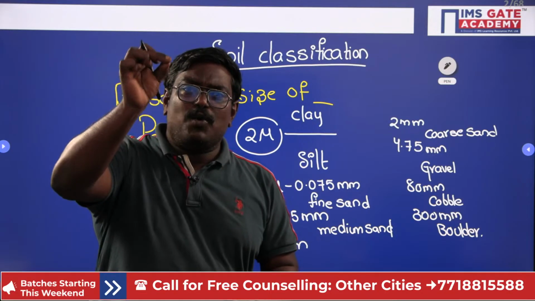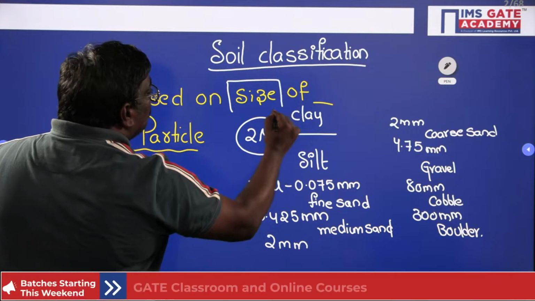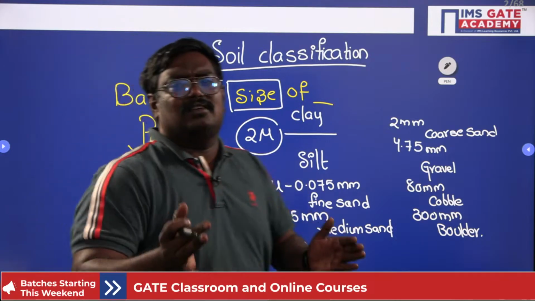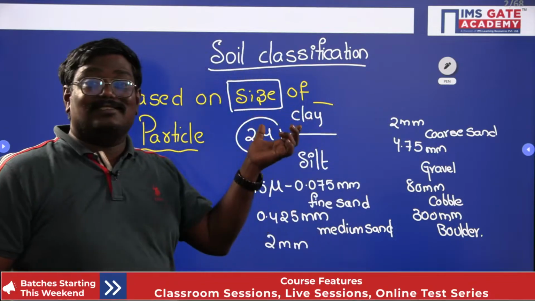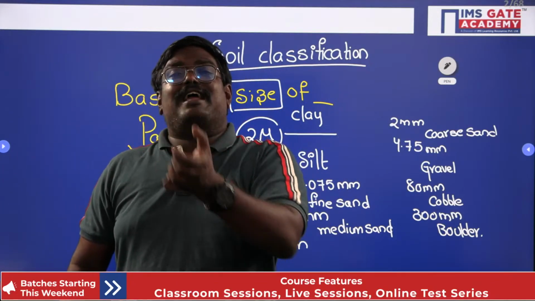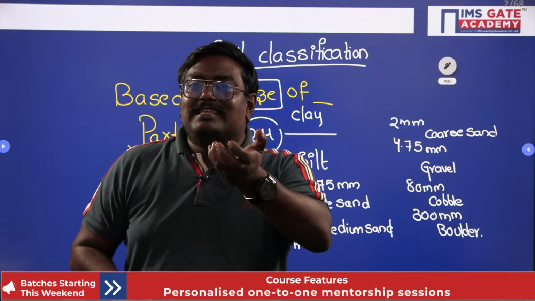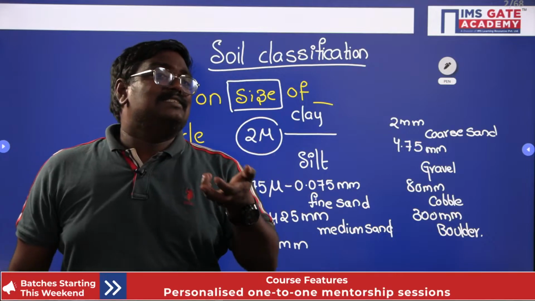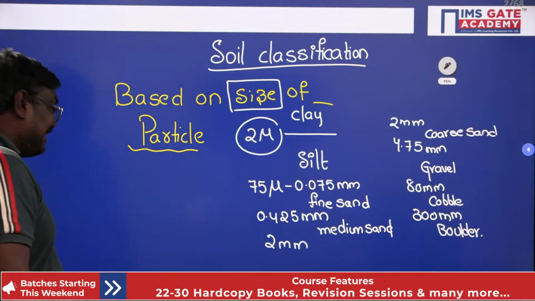So whenever you are classifying a soil, the basic agenda is, first, we have different methods. But first thing, you should give an idea of the size. So the first priority to classify a soil is the size, and that size, how can you do it? Using sieve analysis. Am I clear? Can I move on? Okay, let us see.